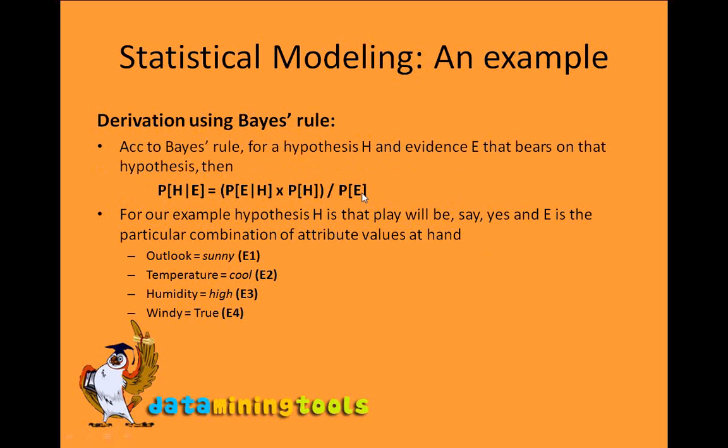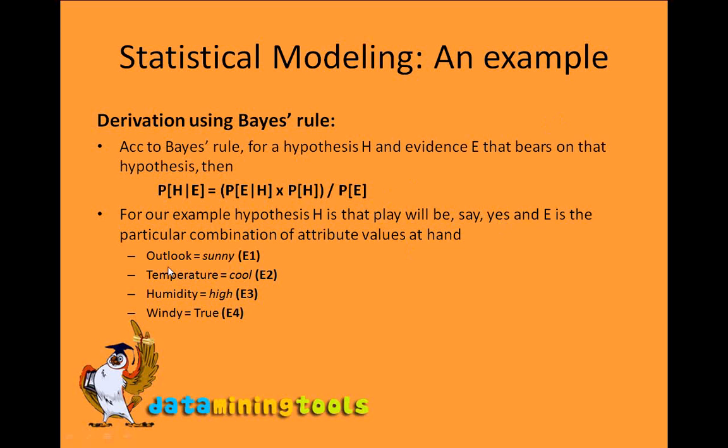Now, how do we derive the concept which we just used? That concept is based on Bayes' rule. According to Bayes' rule, for a hypothesis H and evidence E, we have the following relation: the probability of H when E is given is the probability of E when H is given, times the probability of H, divided by the probability of E. For our example, hypothesis H is that play will be, say, yes, whichever case we consider, yes or no, and E is the particular combination of attribute values at hand. So E is basically that unclassified instance which we have.